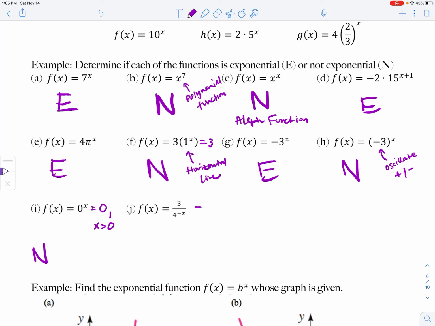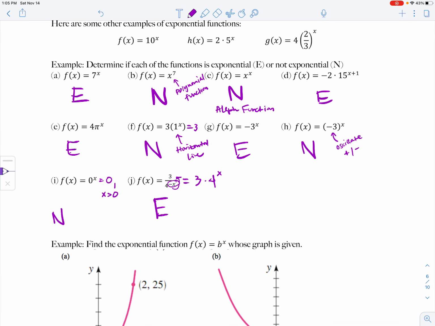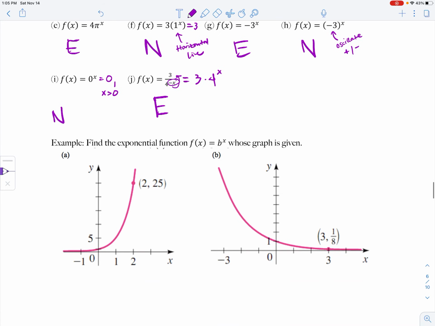F of x equals 3 over 4 to the negative x. Using exponent rules, this could be rewritten as 3 times 4 to the positive x power, because we could get rid of that negative exponent by bringing it to the numerator. So this is an exponential function.